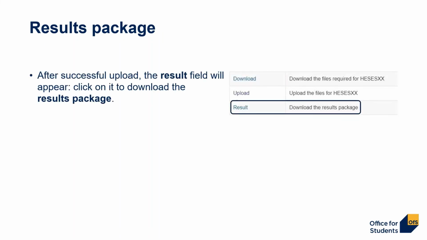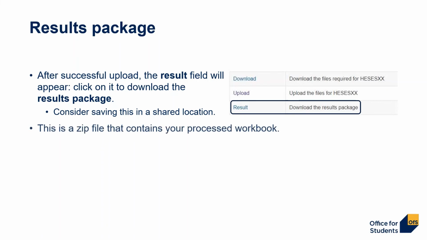After a successful upload, a new field will appear on your screen below the Download and Upload fields called Result. Click on this to download what is referred to as the results package. Note that before the submission deadline, only the user that submitted the workbook can download the corresponding results package from the portal, so you may want to consider saving this to a location where other colleagues can access it if needed. The results package is a zip file that contains your processed workbook.